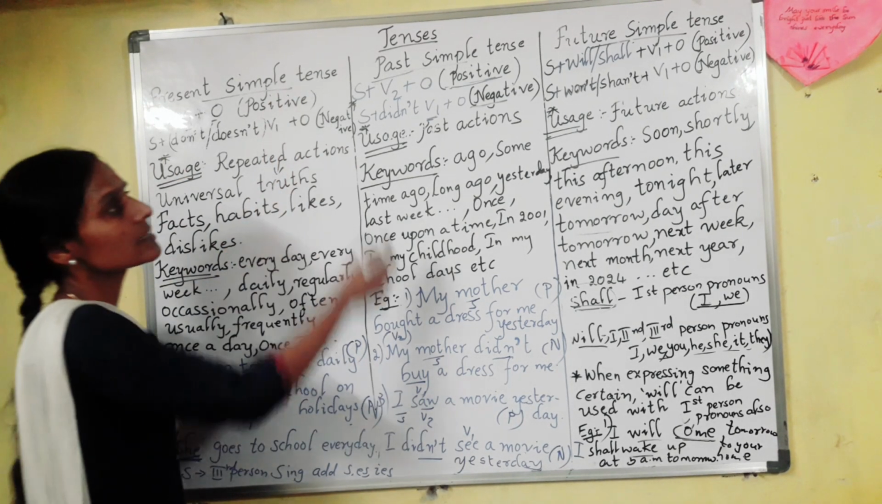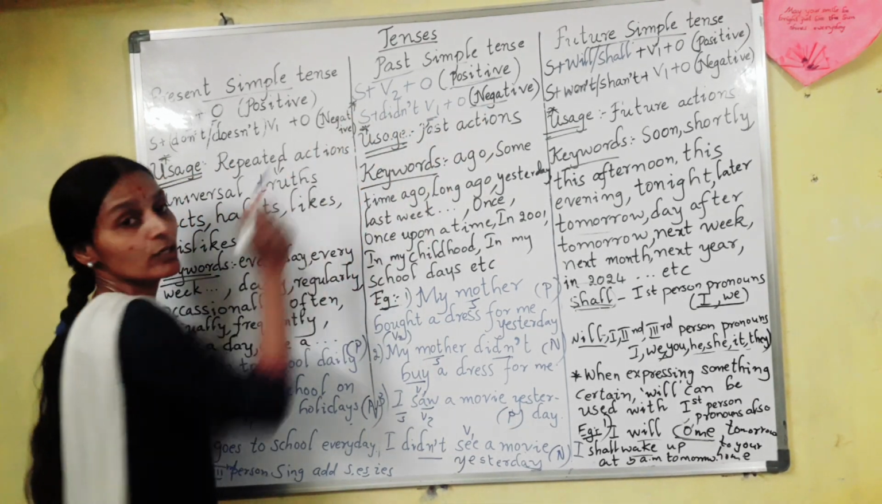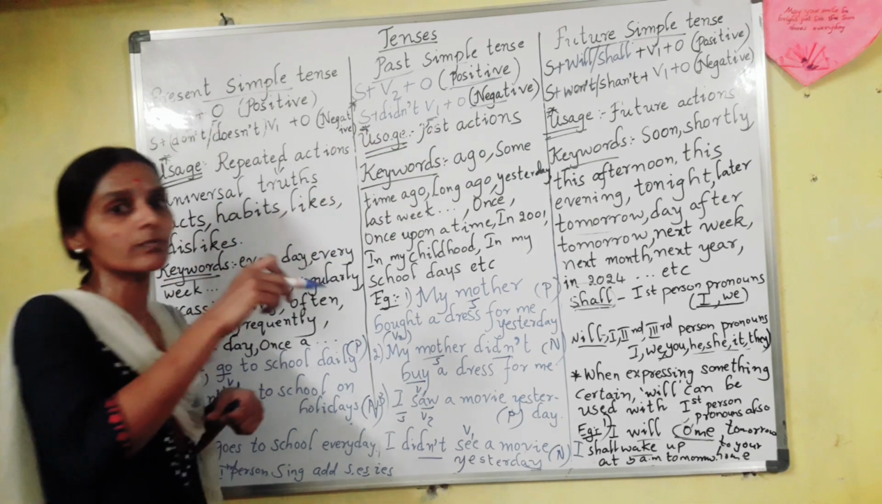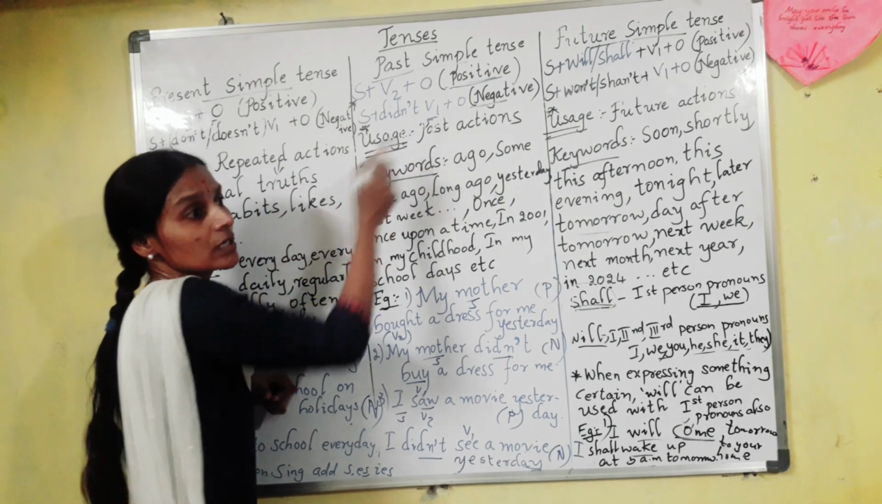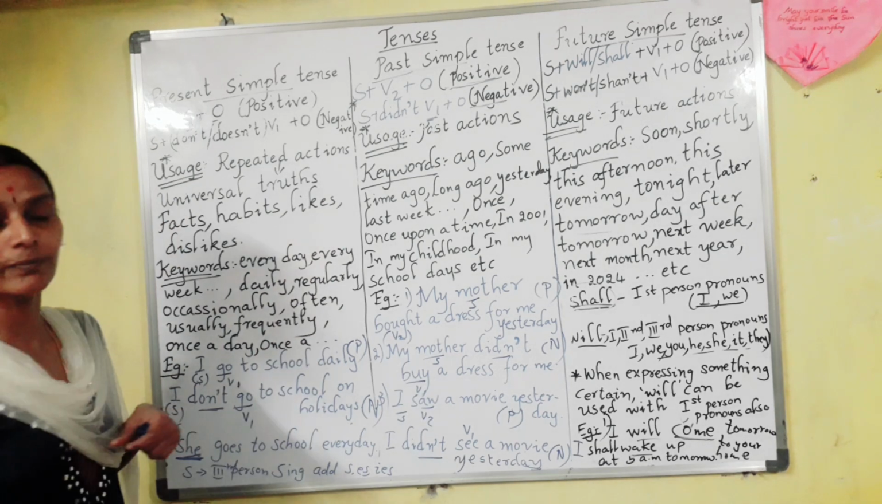This is about past simple tense. We saw the structure. For a positive sentence, subject plus V2 plus object. For a negative sentence, subject plus didn't plus V1 plus object, not V2. And this tense is used for past actions. And we have seen some keywords and some examples.